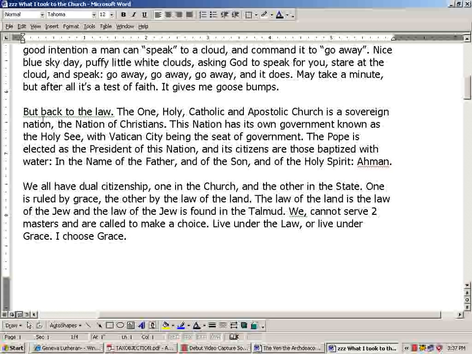One is ruled by grace, the other by the law of the land. The law of the land is the law of the Jew, and the law of the Jew is found in the Talmud. We cannot serve two masters, and are called to make a choice, live under the law or live under grace. I choose grace.